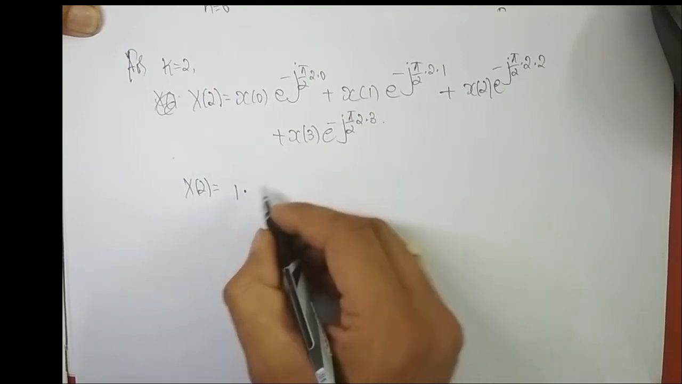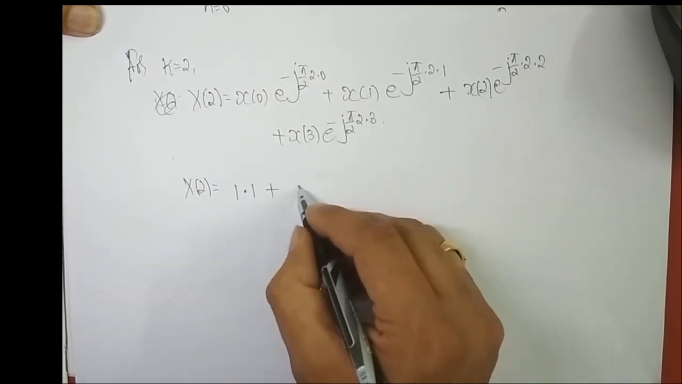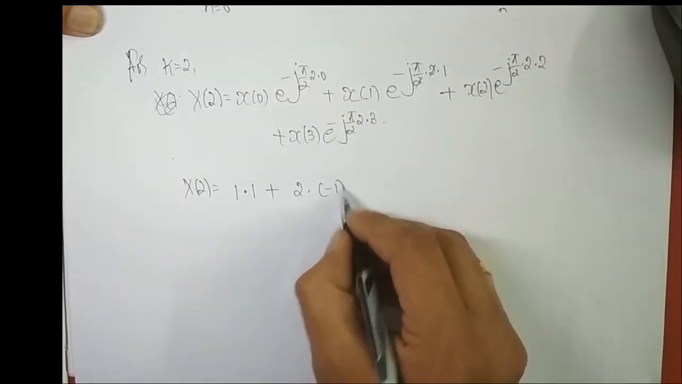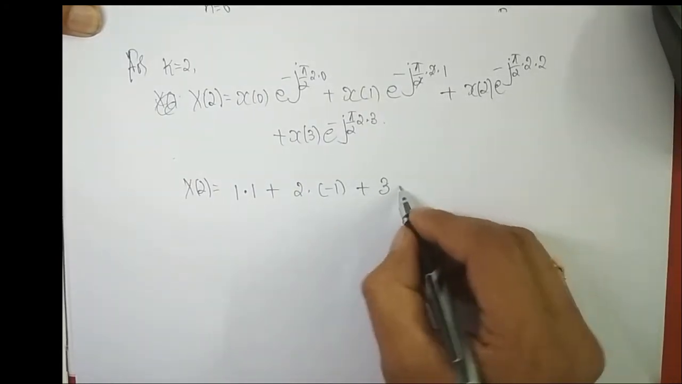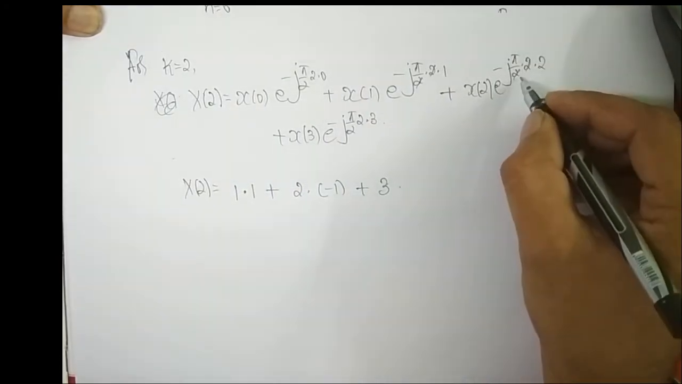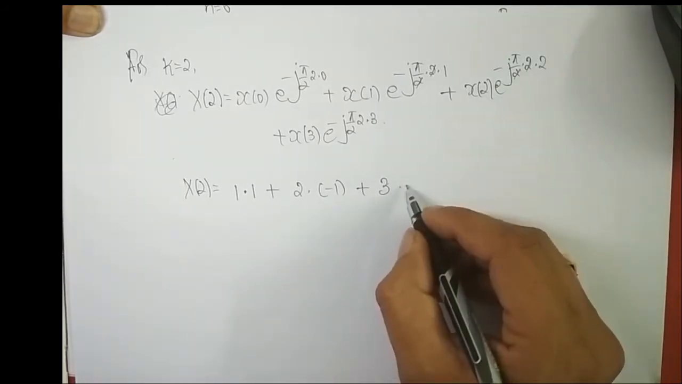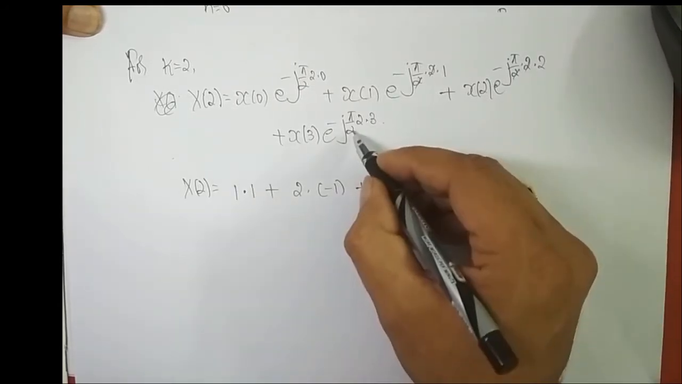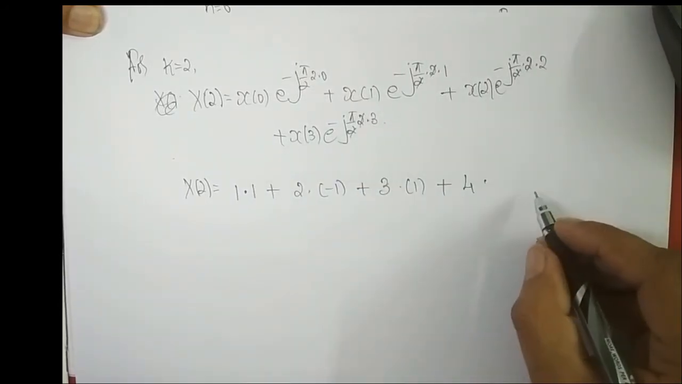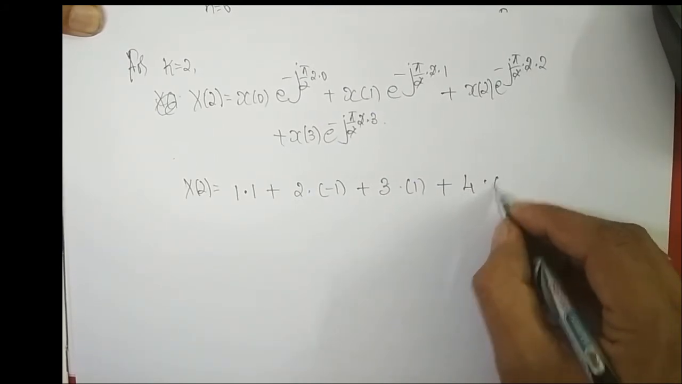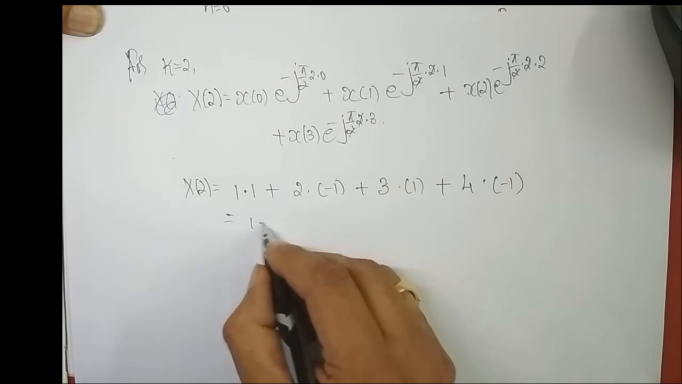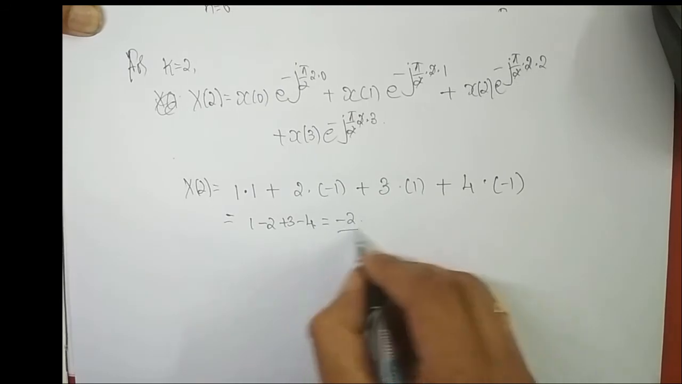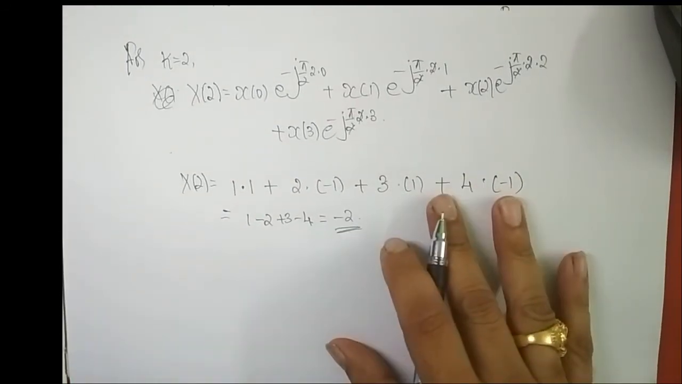x of 0 is 1 into e power 0, which is 1, plus x of 1 is 2 into e power minus j pi, which is cos pi minus j sin pi, which is minus 1, plus x of 2 is 3 into e power minus j 2 pi, so it is cos 2 pi minus j sin 2 pi, which is equal to 1, plus x of 3 is 4 into e power minus j 3 pi, which is cos pi minus j sin pi, which is equal to minus 1. So this is equal to 1 minus 2 plus 3 minus 4. This is equal to minus 2. So X of 2 is equal to minus 2.